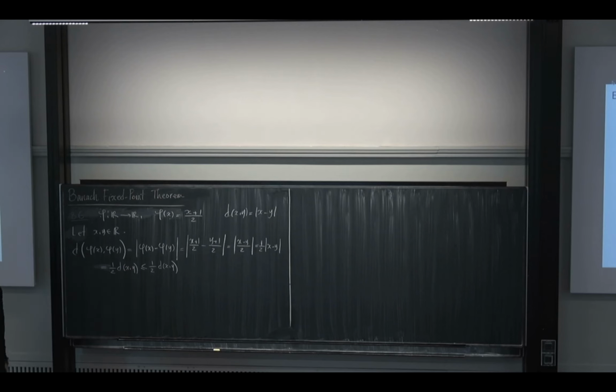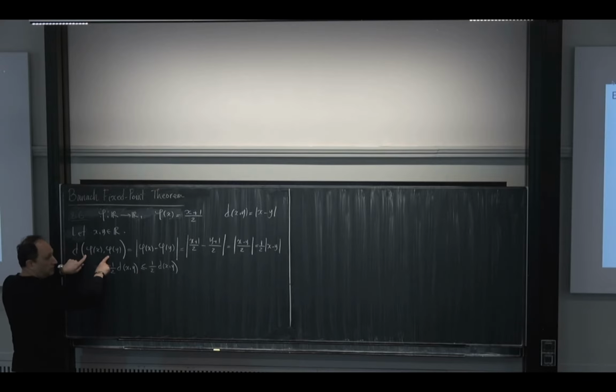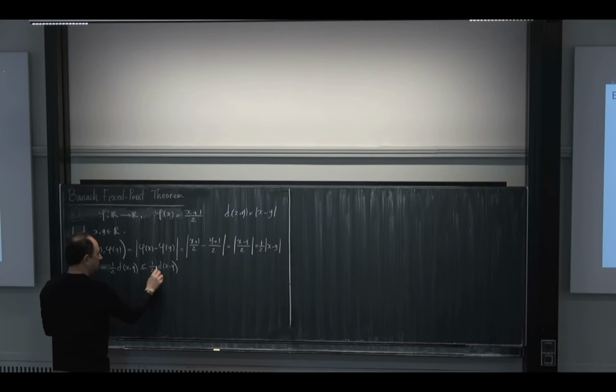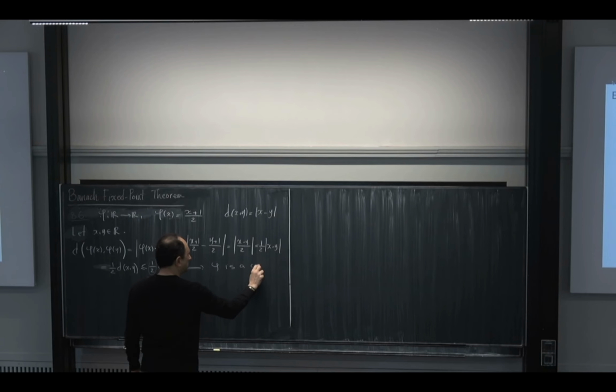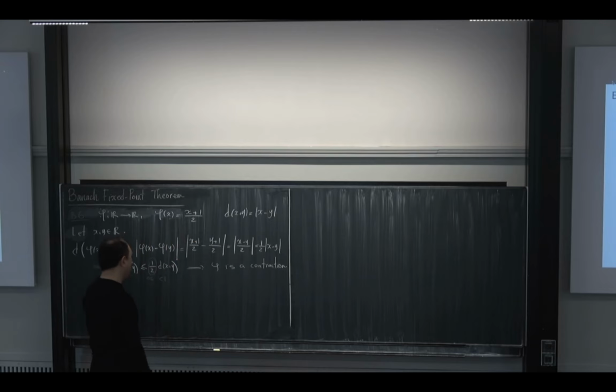Yes? But is it a contraction now? So look here and there. This number is always less than or equal to 1/2 of this number, and this factor is between 0 and 1. So it's a contraction. Thus, phi is a contraction with parameter 1/2, for example. So can I apply the Banach fixed point theorem to this to find the fixed point? The answer is yes.